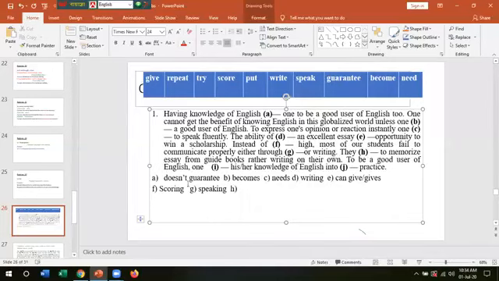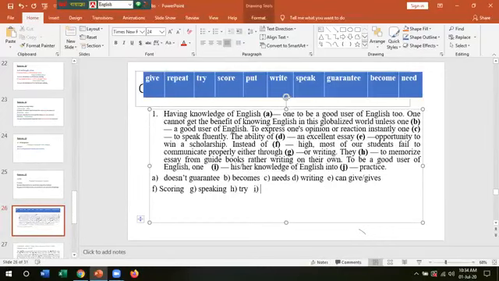They try to memorize essays from guidebooks, rather than writing on their own. They try. Tries or try? They is plural, so it will be try. They try to memorize essays from guidebooks, rather than writing on their own. To be a good user of English, one... his or her knowledge of English.